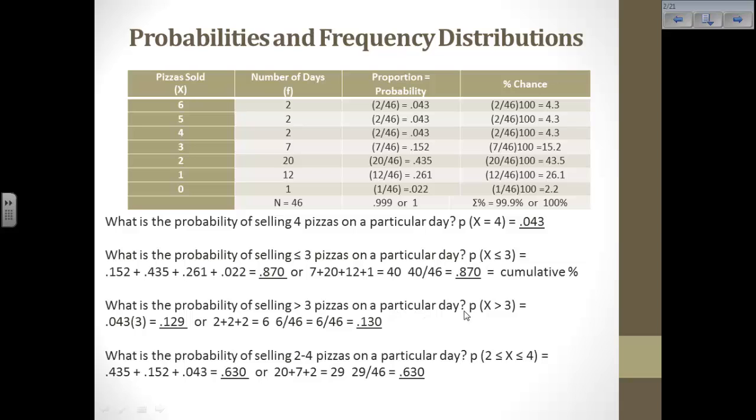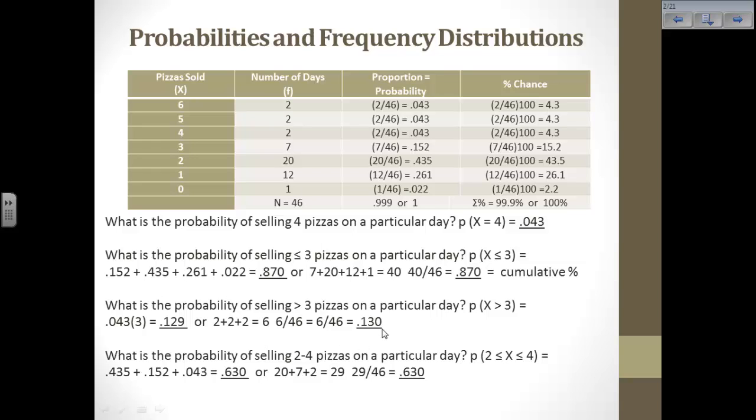Well, what if we want to flip this and say, what's the probability of selling more than 3 pizzas on a particular day? Well, you can just say 0.043 times 3, because 0.043 for 4, 5, and 6 pizzas, that's greater than 3. That happens 3 times. Take that, multiply it by 3, you get 0.129. Or you could have 0.043 plus 0.043 plus 0.043. Or you could go the frequency route and just say 2 plus 2 plus 2 divided by the total number of days, 6 divided by 46, and you get 0.130.